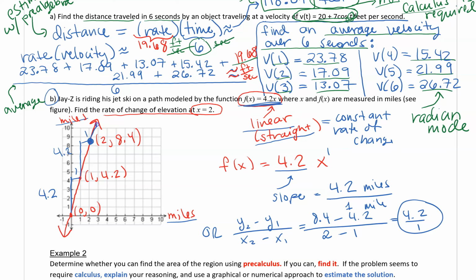What's the constant rate of change? Well, it's just the same rate of change over this whole line. It's just going up 4.2 miles for every 1 mile, right? This number in front of x is your slope.